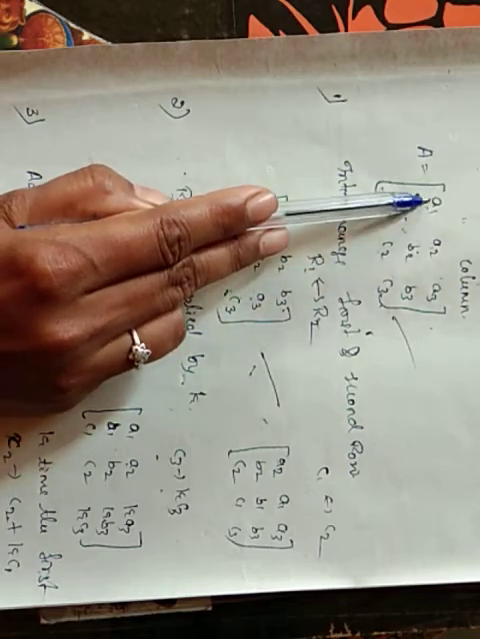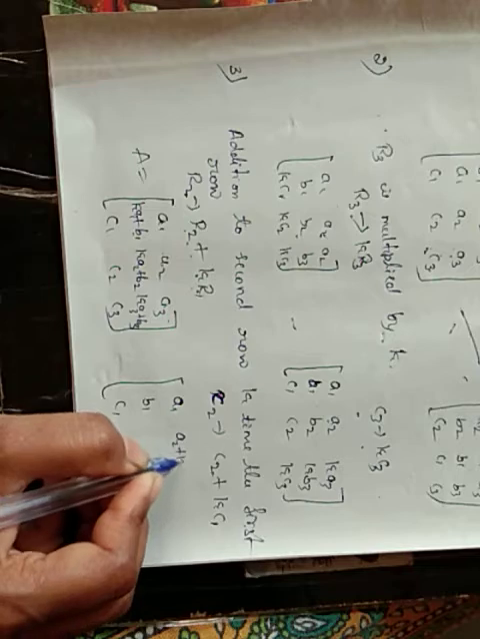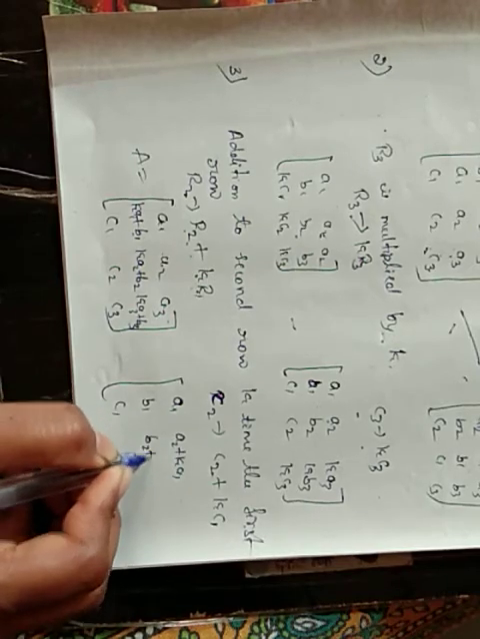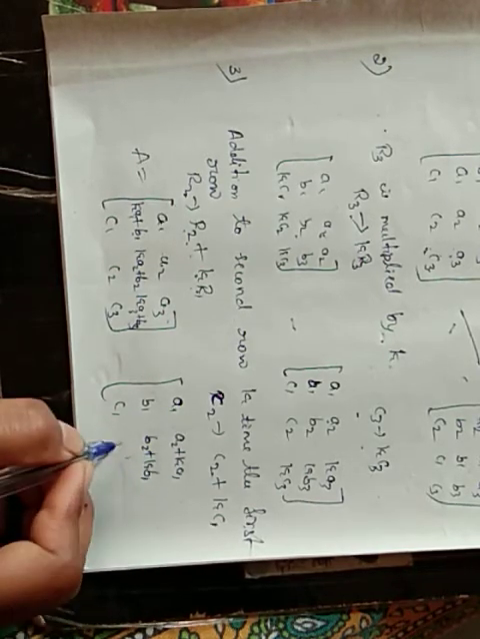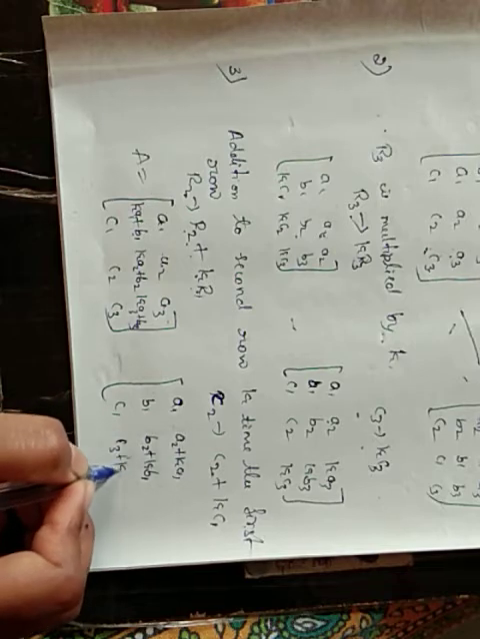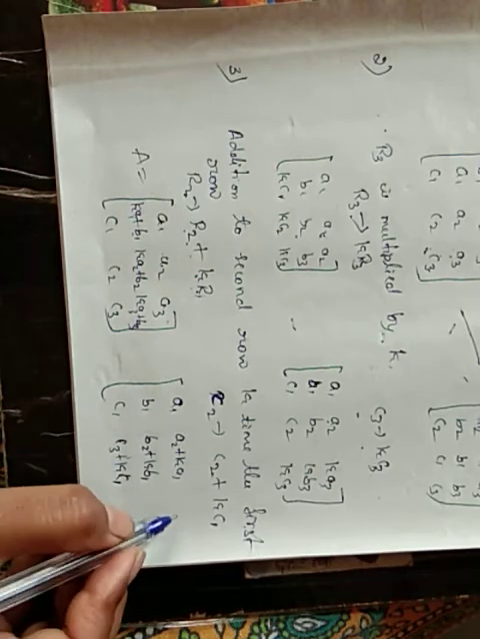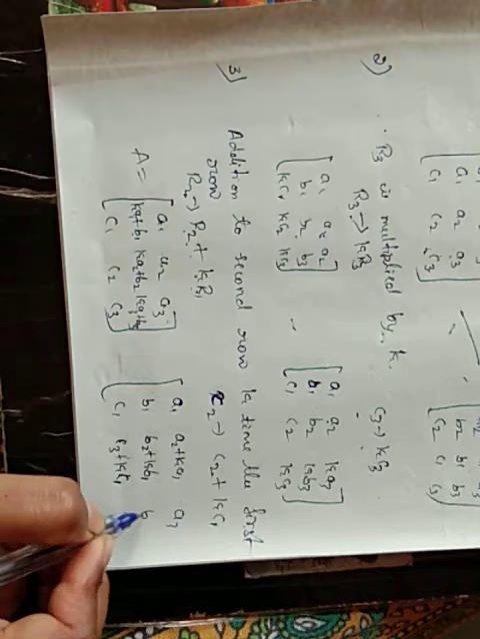A2 plus K into A1, B2 plus K into B1, C2 plus K into C1. And the third column will be written as it is.